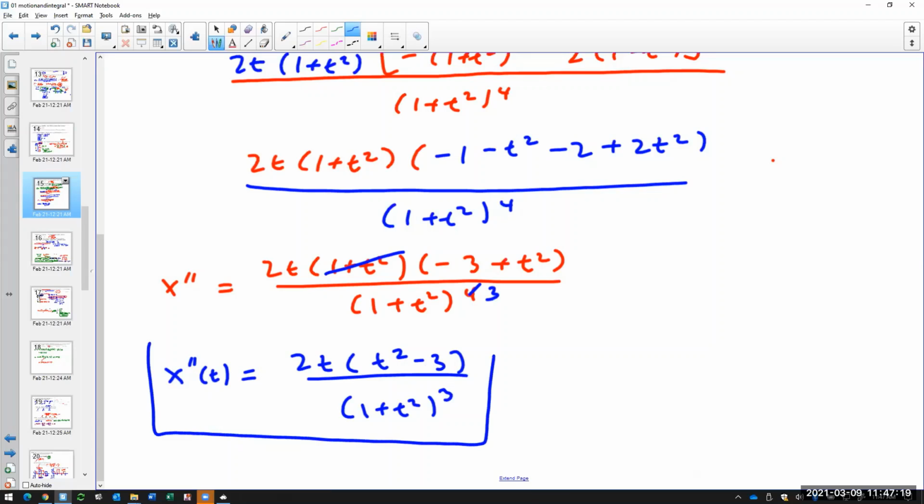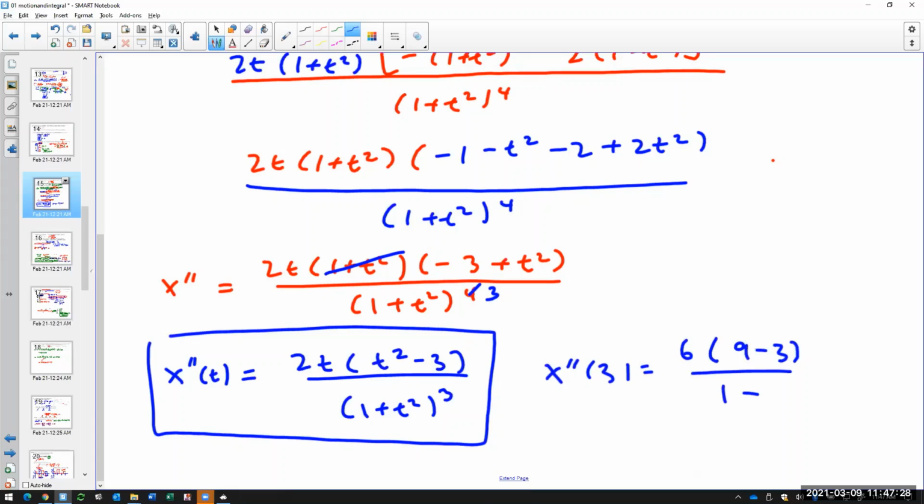If I wanted the acceleration at 3, you could substitute it in here. So that'd be 6 times (9 minus 3) over (1 plus 9) raised to the 3rd power, which is 6 times 6, which is 36, over 1 plus 9 is 10. I think that's 1,000. Okay, which is 0.036.